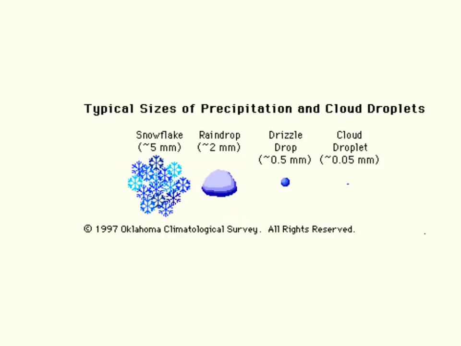Those forms come in different sizes. For example, your cloud droplet is roughly 0.05 millimeters in diameter. Your typical drizzle drop is about half of a millimeter in size. Raindrops are about 4 times bigger than drizzle, which would be roughly 2 millimeters or so in size. And finally, snowflakes are rather large, in fact, being about 5 millimeters on average in size. This according to the Oklahoma Climatological Survey.